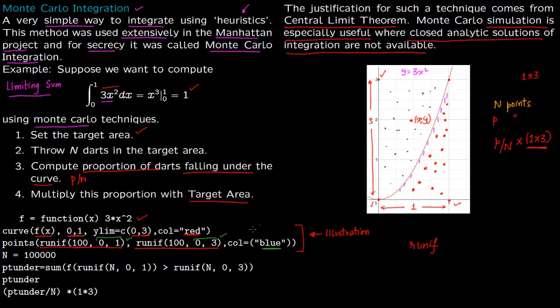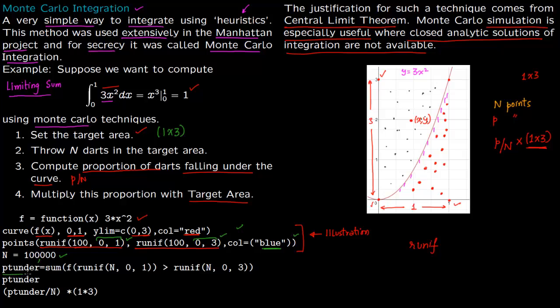Then we are going to forget about these two lines. Now we are going to set this big N to 100,000. I'm not putting 100,000 points here because otherwise it will look too cluttered in the figure, but for computation we will use 100,000 points. We have already set the target area as 1 times 3.